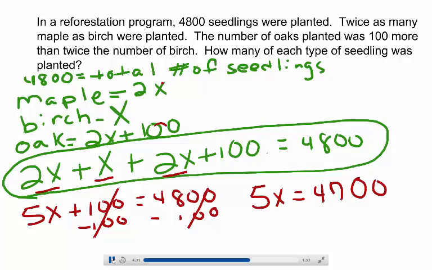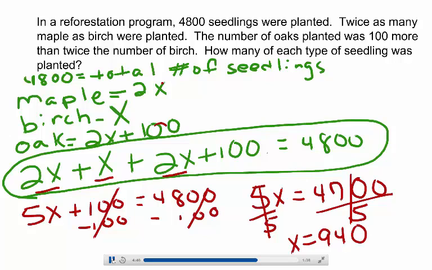Next, because my goal is to isolate x, I'll divide the coefficient 5 from both sides of the equation. 4,700 divided by 5 equals 940. X equals 940. So now I know that the number of birch trees is 940.